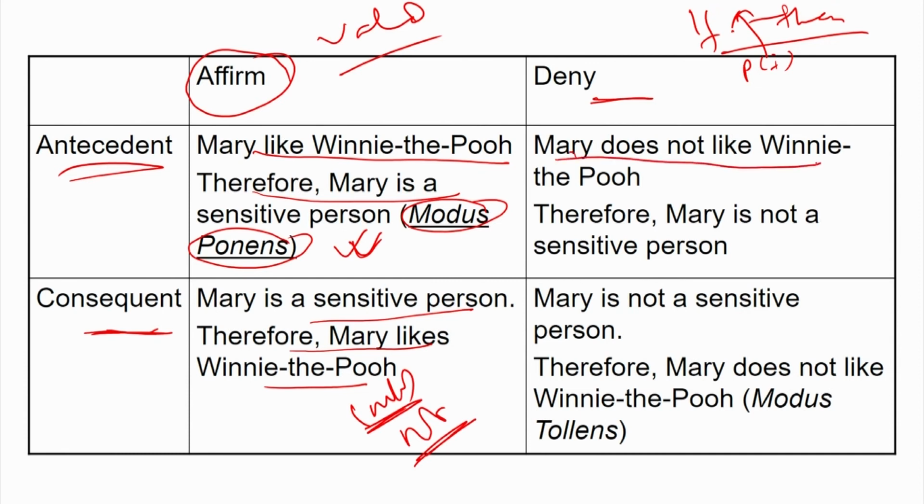The third is denying the antecedent. Mary does not like Winnie the Pooh, therefore Mary is not a sensitive person.